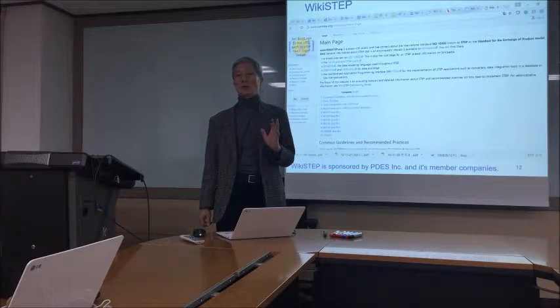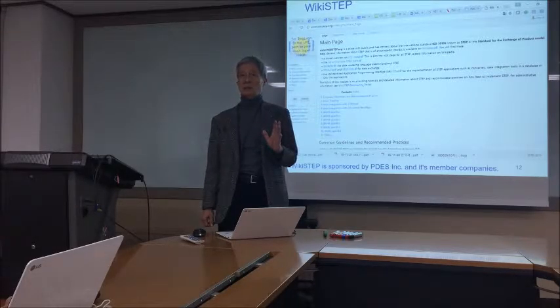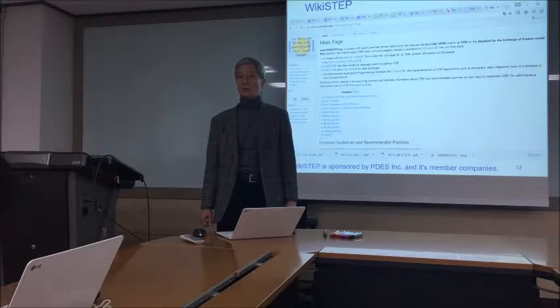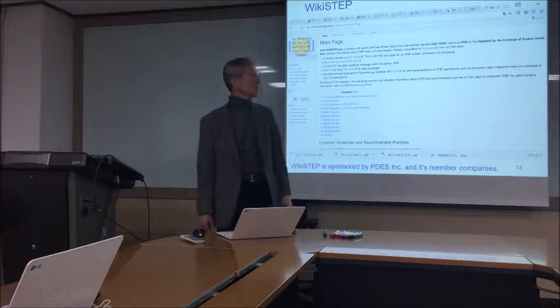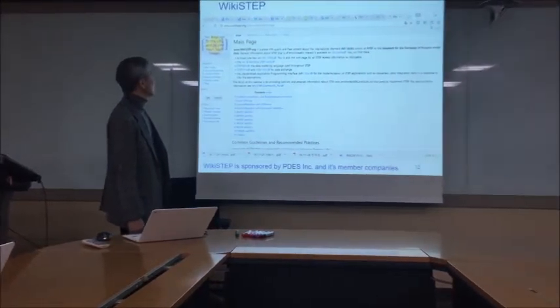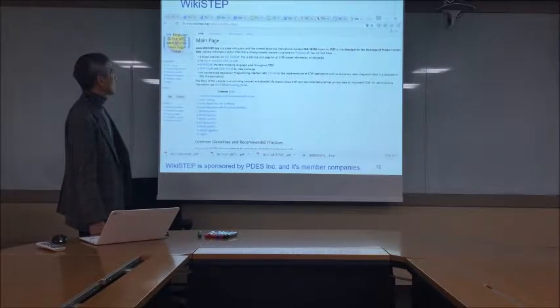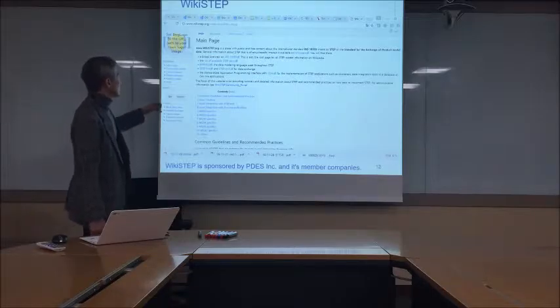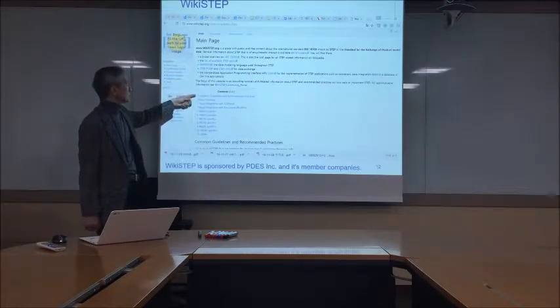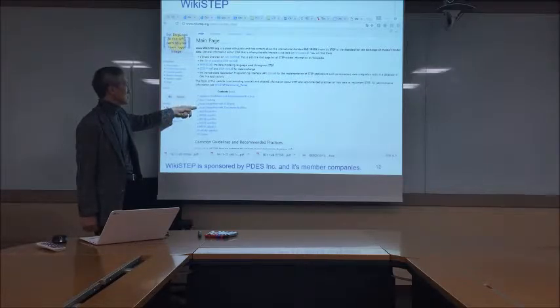Wikistep is a website where you can find public information. Another site you can check is the ISO official website for STEP, but only some portion is public to any person, and many portions of the site are closed to official memberships, national members. So Wikistep is a place where public and free content about the STEP standard is available.